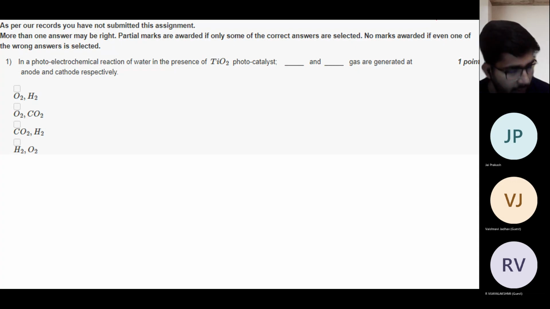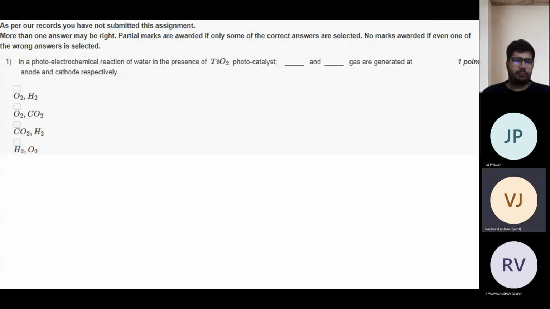Try to remember that at the anode oxidation is happening, at the cathode reduction is happening. Based on that, I think you can recall. Sir, first option, O2 and H2. So O2 and H2 gases are generated at anode and cathode respectively. You mean to say the oxygen is generating at the anode side. So if the oxygen is generating, what is happening at the anode? Oxidation or reduction?